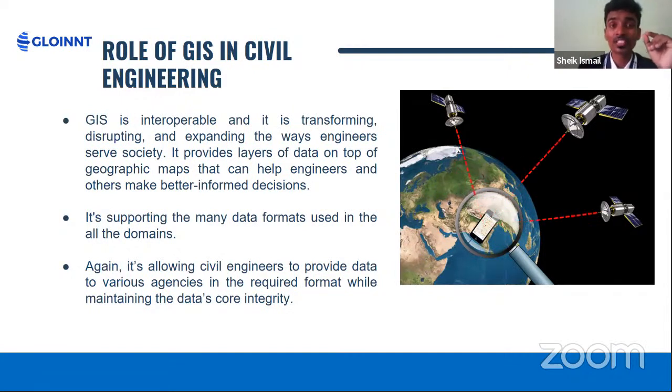Again, it allows civil engineers to provide data to various agencies in the required format while maintaining the data's core integrity. Which means a civil engineer may have a lot of clients across all domains: oil and gas, agriculture, mining, accounting, financing, aerospace, IT sector, banking sector, everywhere. It will give you the data in the required format.